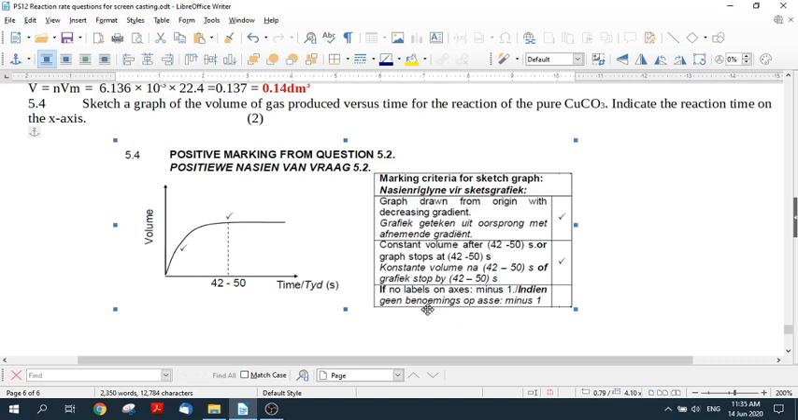And look here, people, if no labels on axis, take away a point. So it's a graph drawn from the origin with a decreasing gradient that levels out at whatever time you said the reaction was over, and if there's no labels on the axis, take away a mark.